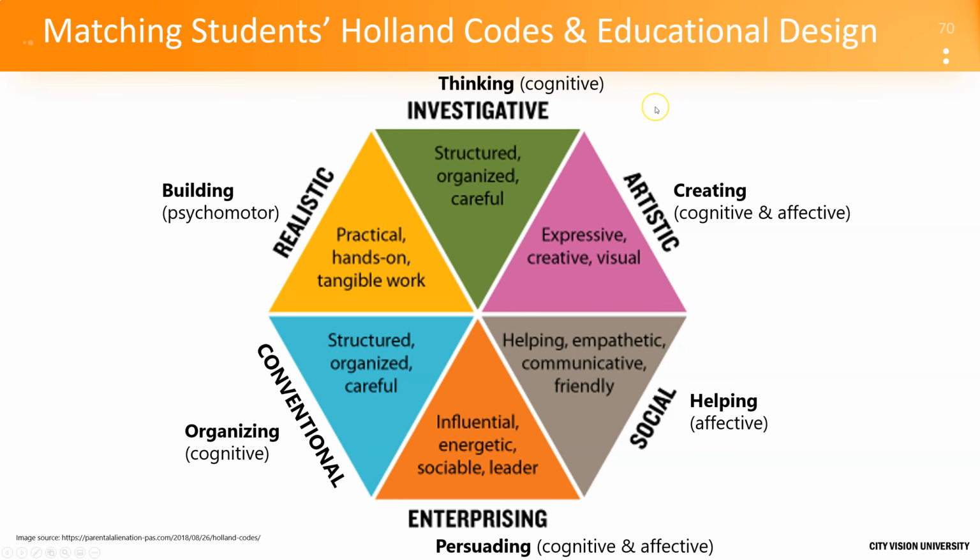But part of what you want to do is be thinking about, okay, if my students on average are highly realistic, or highly social and in the helping domain, how am I going to support learning for that? Recognizing you don't want to pigeonhole people and say that everyone's the same, and also not support them in other domains, because that's going to create issues.